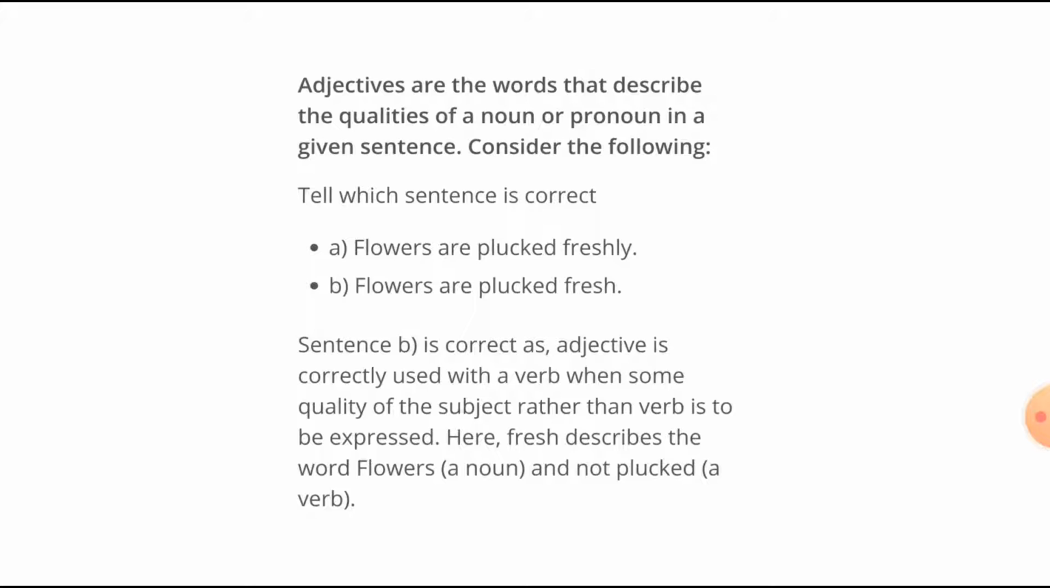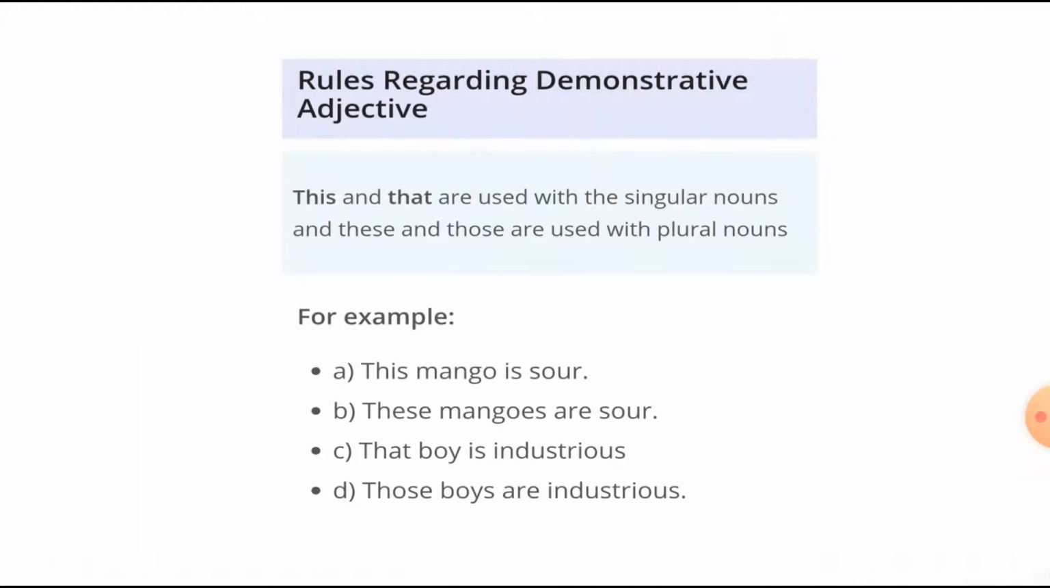As you can say, the flowers smell sweet. It is also a correct sentence because the sweetness is being attached with flowers, which is a noun. Now we come to the topic rules regarding demonstrative adjective. As you know, this and that, these and those are regarded as demonstrative adjectives. So we shall discuss their rules, how we can use them correctly.